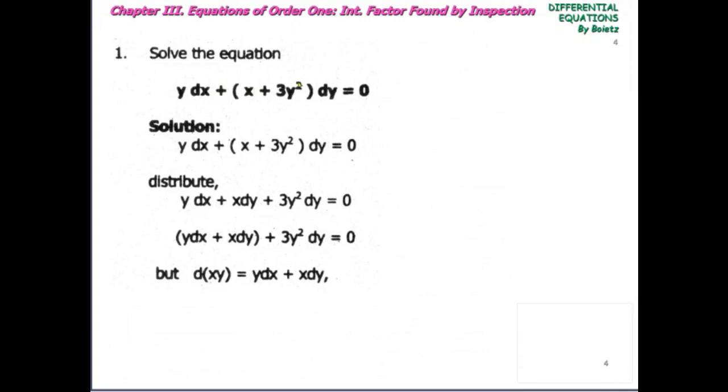So you can apply the solution of linear equation. Kaya lang, sabi ko nga sa inyo, pinakamadali kasi exact eh. Okay, yung exact differential equation.